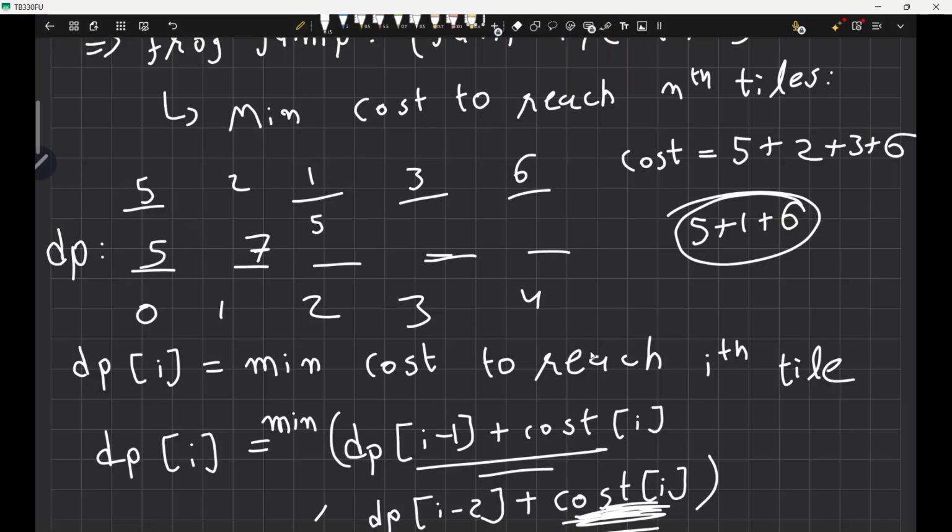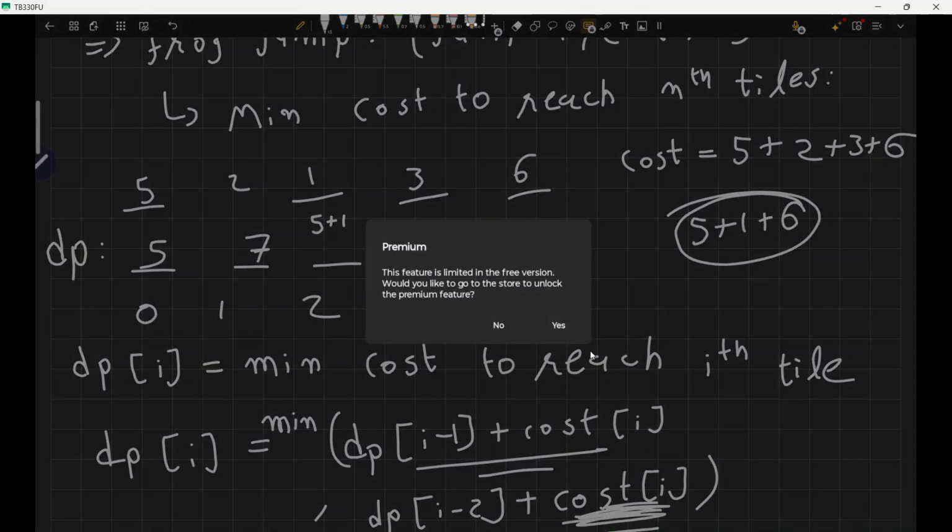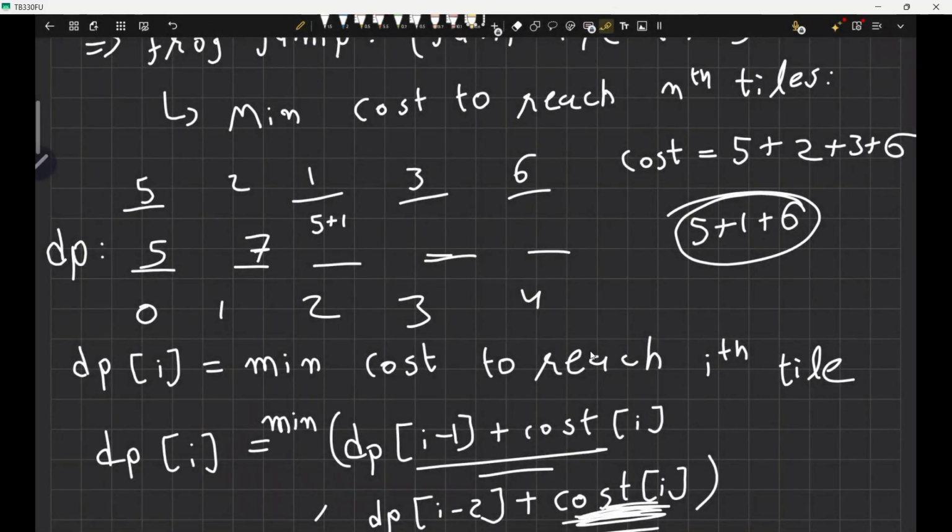So one way is 5 plus 1, and the second way is you come from this 7, this 2. You come from the first tile, which has the cost equal to 2. So you just come till here. So when you have to reach the first tile, the cost is 7. And then you jump here. So the 7 plus 1 is going to be 8. So it is 7 plus 1, which is 8.